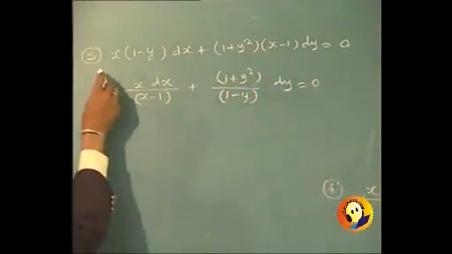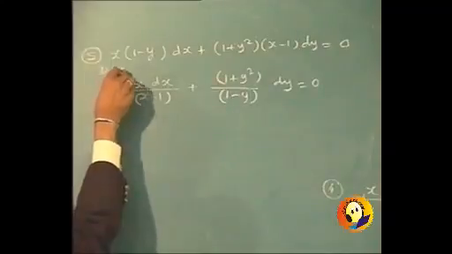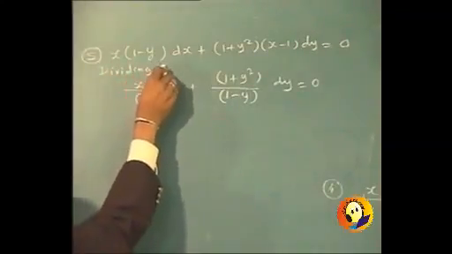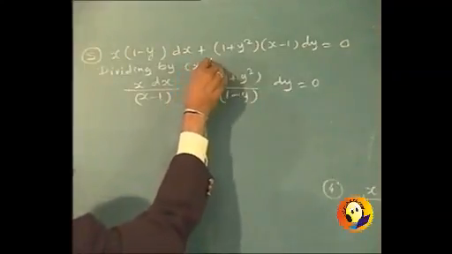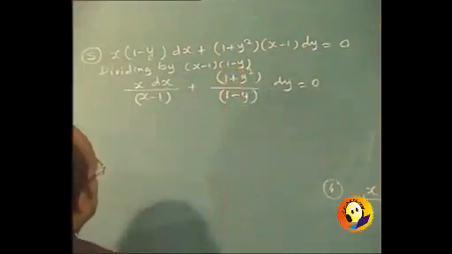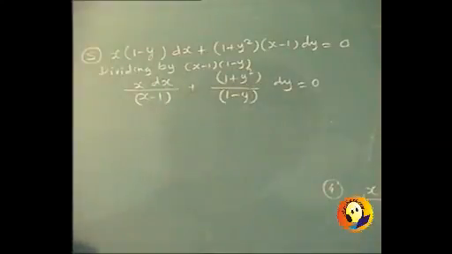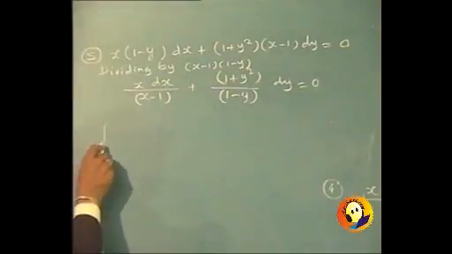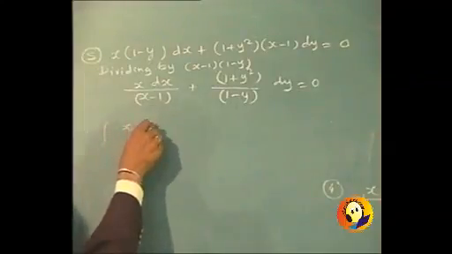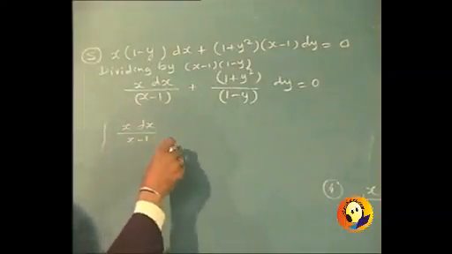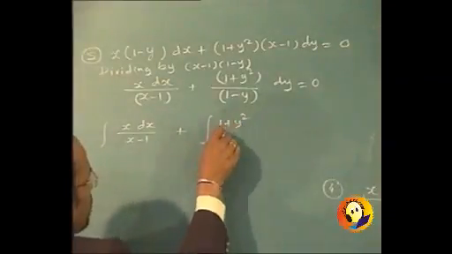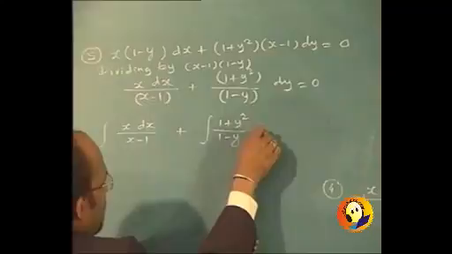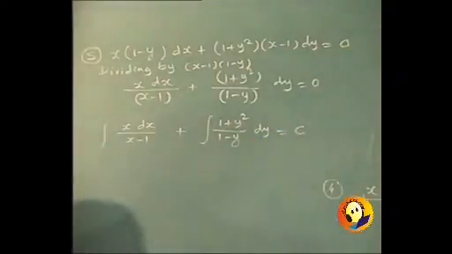So ultimately this can be obtained by saying that dividing by x minus 1 into 1 minus y. So we get the equation in this form, which is variable separable. And now integrating it, so integral x dx upon x minus 1 plus integral 1 plus y square upon 1 minus y dy equal to constant of integration.